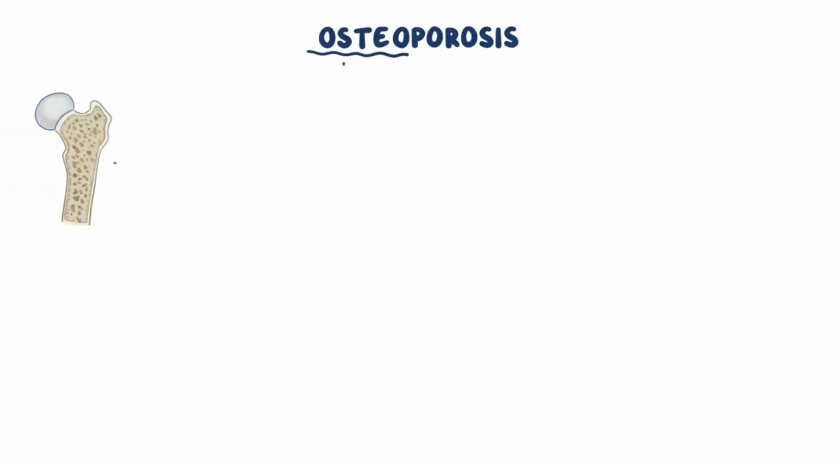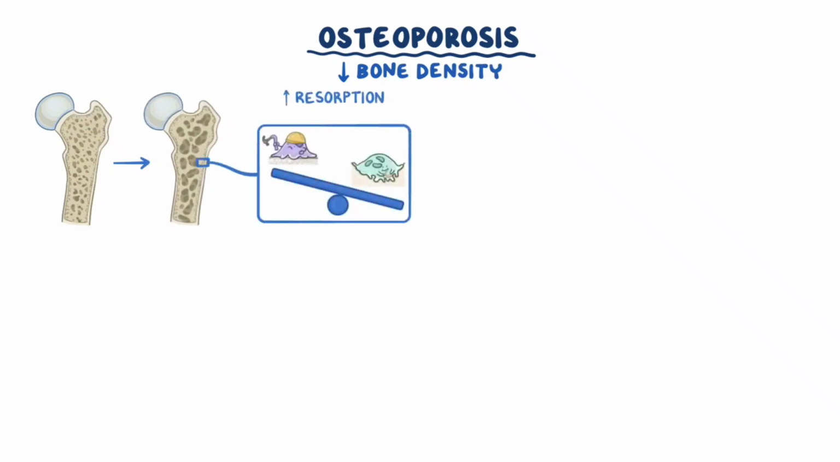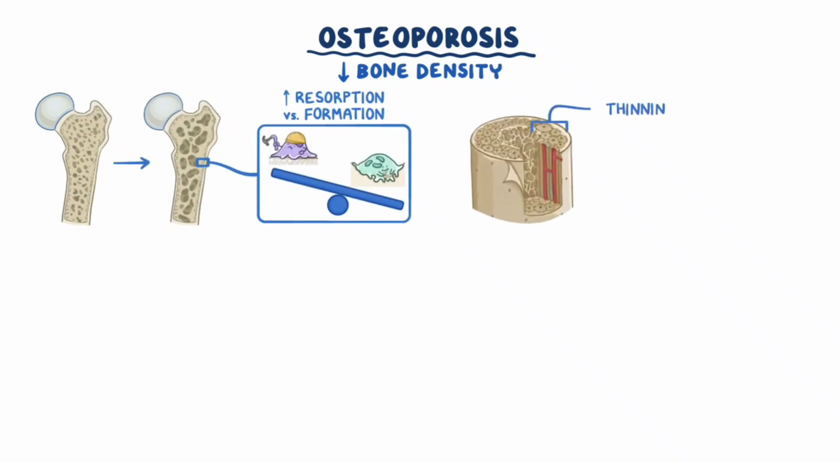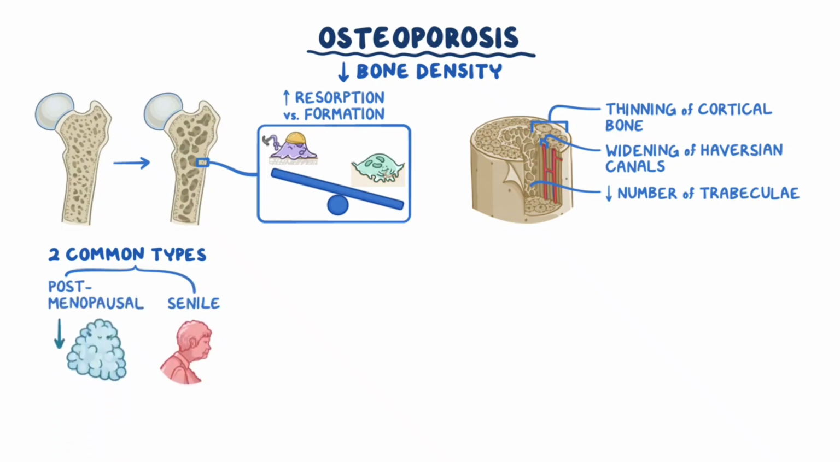Alright, as a quick recap. Osteoporosis refers to decreased bone density on account of increased bone resorption compared to bone formation. In osteoporosis, there's thinning of the cortical bone, widening of the Haversian canals, and a decrease in the number of trabeculi in the spongy bone. There are two common types of osteoporosis. These are senile osteoporosis and postmenopausal osteoporosis.